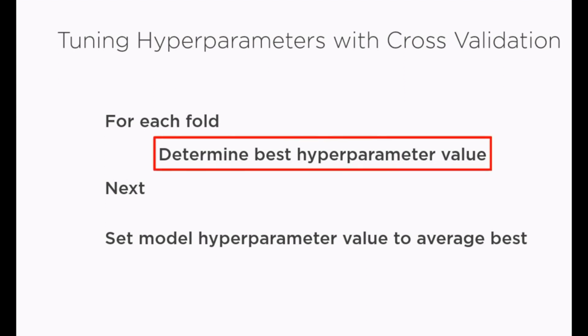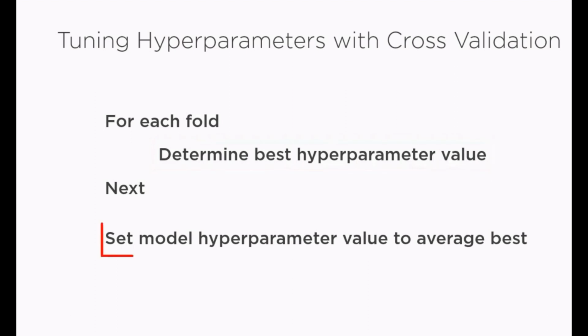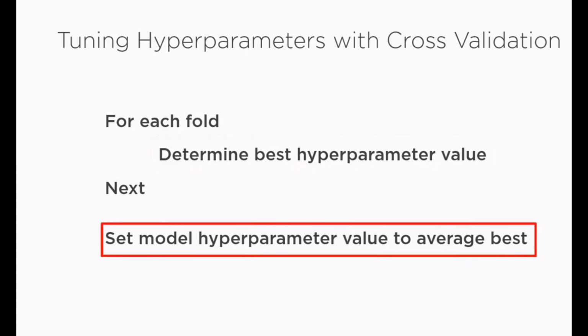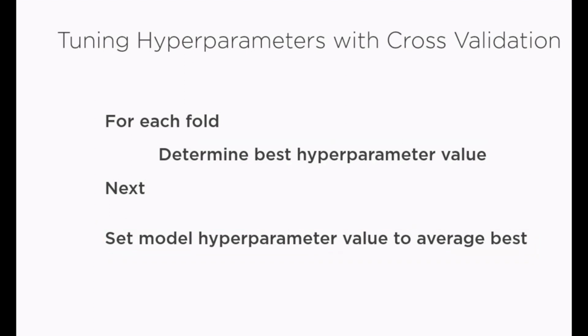Then you would need to add code to handle determining the best hyperparameter value for each fold, and then train the model with the average of the best hyperparameter values. But wouldn't it be great to use a model that did all this work for us? We can. Scikit-learn provides special Ensemble versions of the algorithms that contain the code to determine the optimal hyperparameter value and set the model to that value.